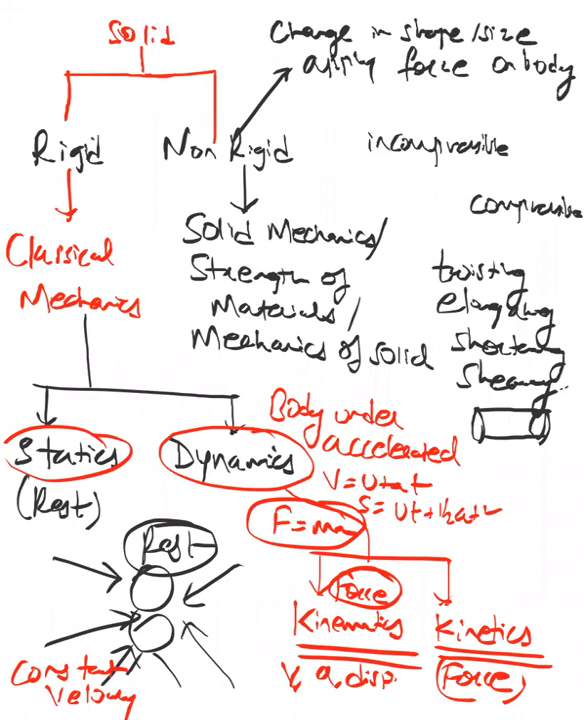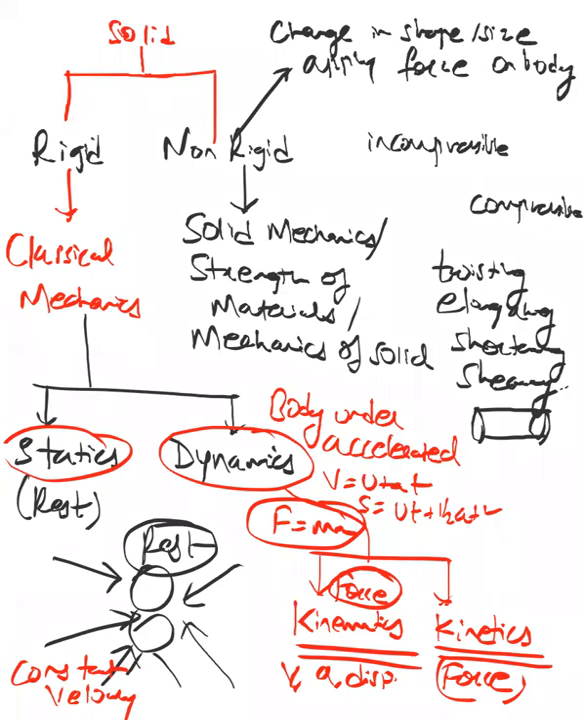Dynamics is again divided in two parts. Dynamics is bodies under accelerated motion. Again, it is divided in two parts: kinematics and kinetics. In kinematics, you don't bother about the force acting on the body. You just study velocity, acceleration, displacement, using the simple equations: v equals u plus at, s equals ut plus half at square. Those things which you studied in ninth class. Then kinetics is basically where you use the second law.